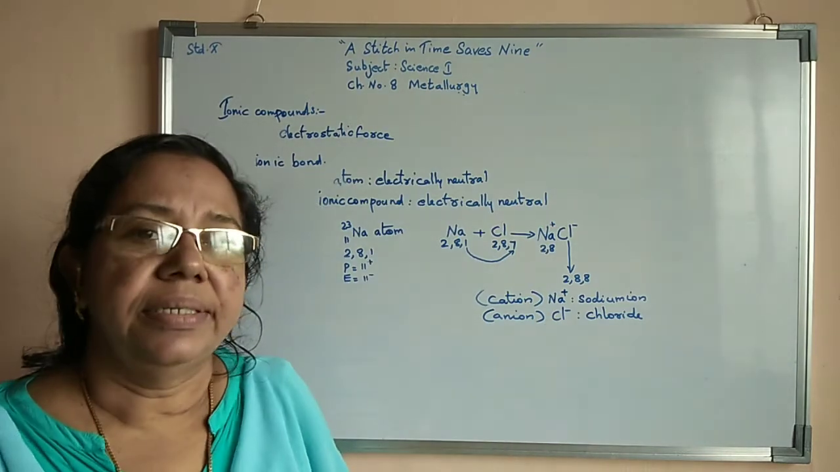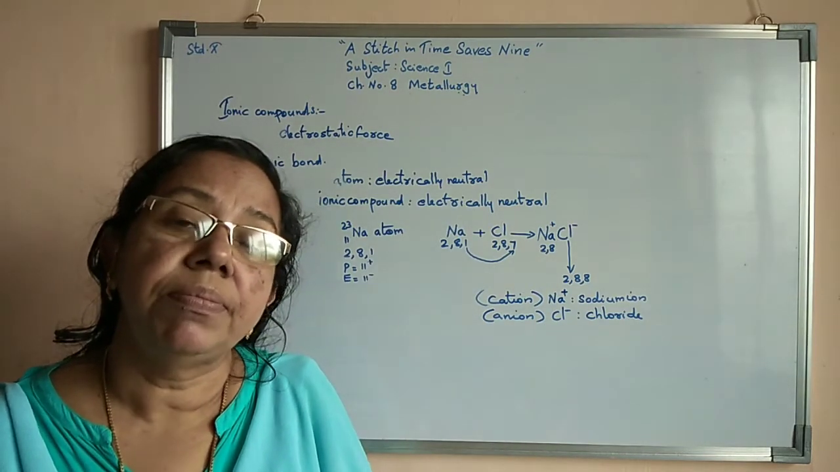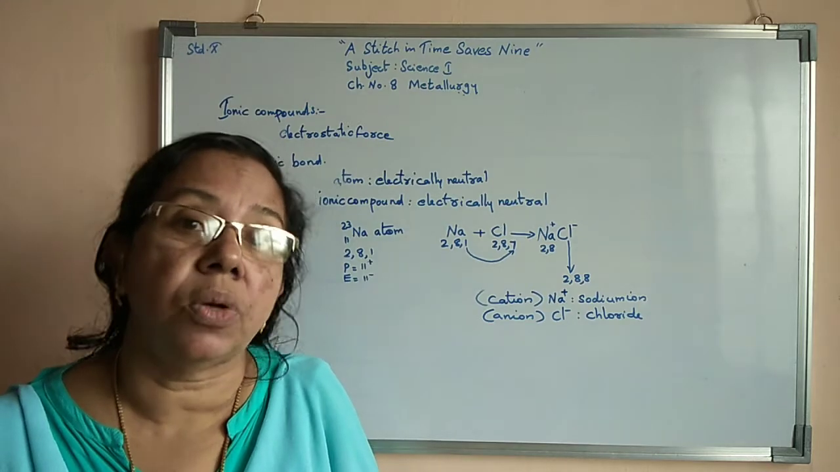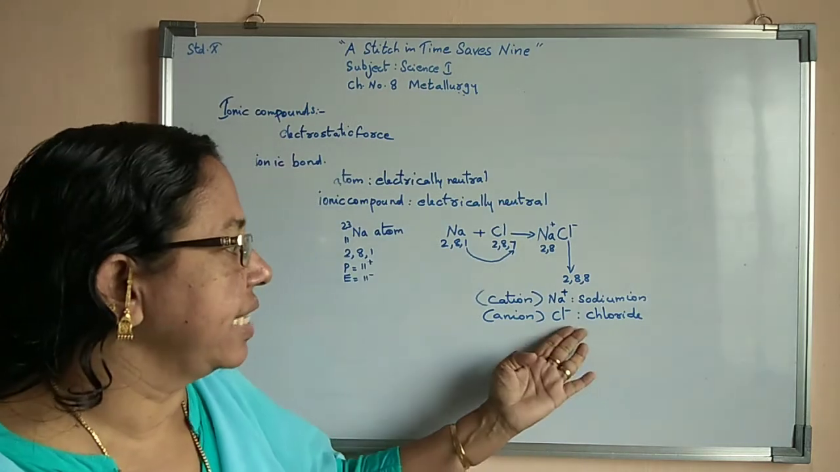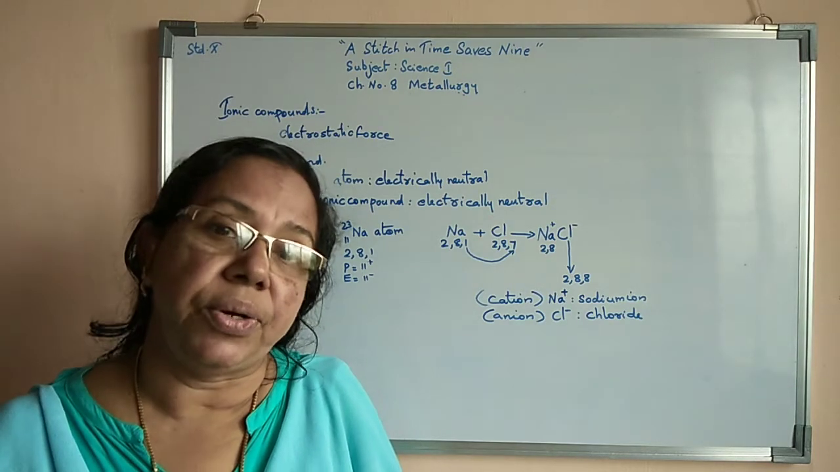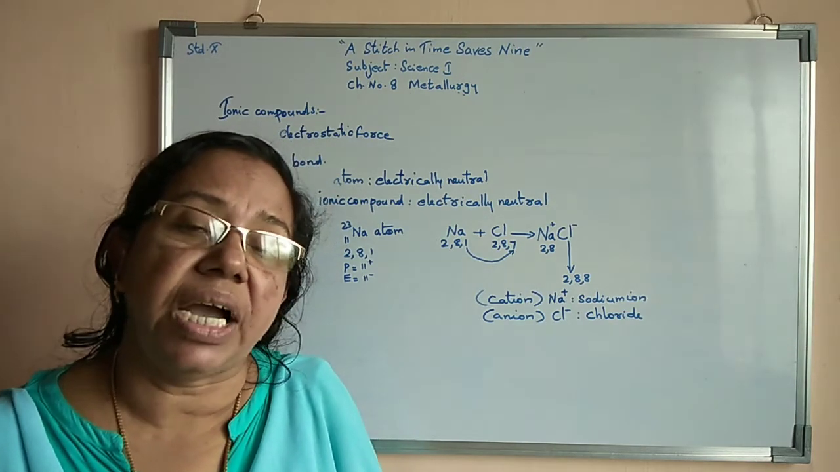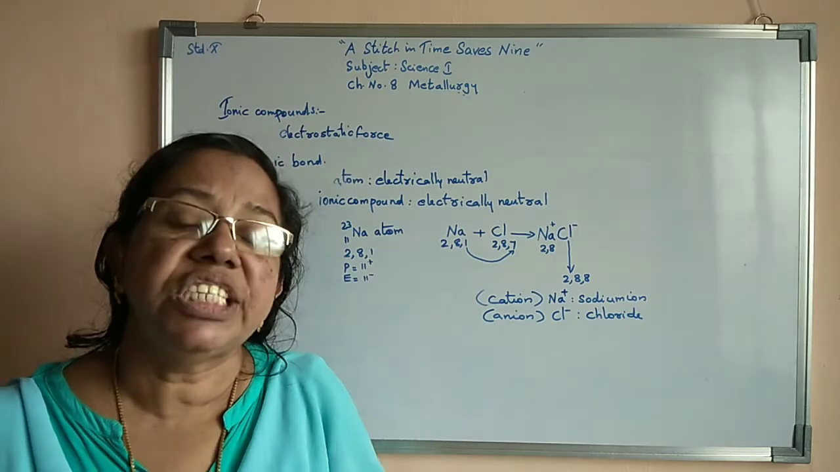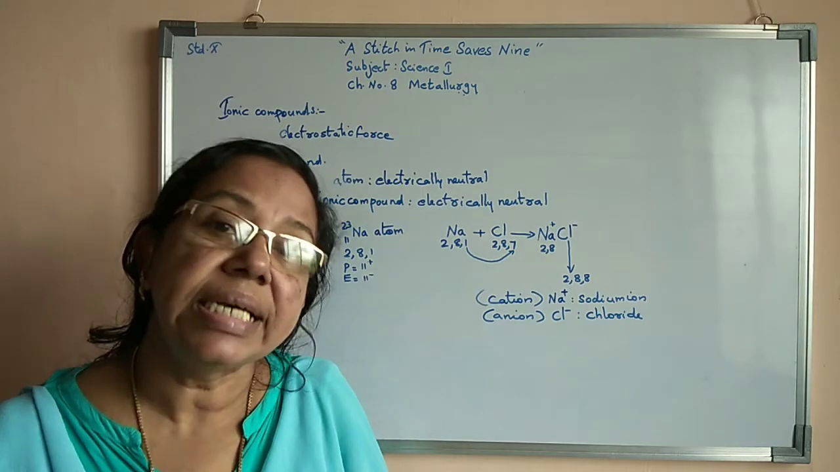Then chloride means it is formed from chlorine. Chlorine is a non-metal, so we can say that chloride ion is an example of an anion. Negatively charged ions are known as anions. Positively charged ions we can call cations.